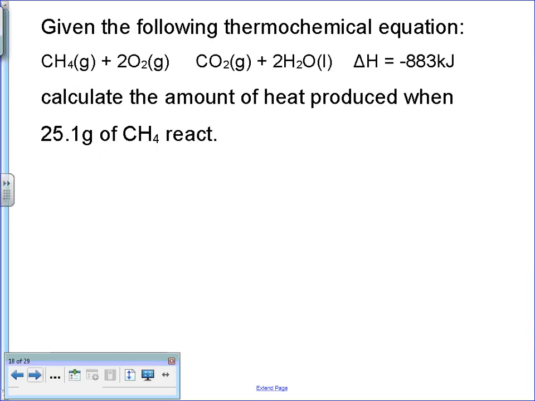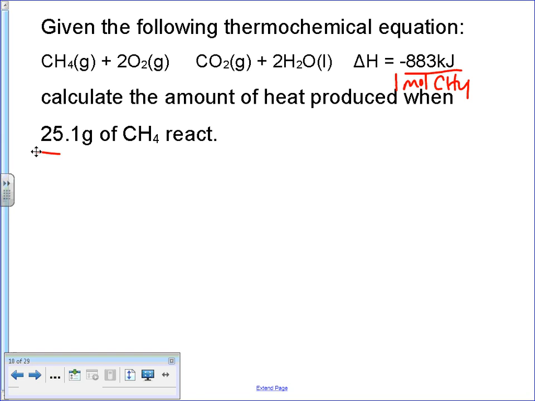So calculate the amount of heat produced when 25.1 grams of methane react. We already know the delta H, and what is this per again? So I'm going to say 1 mole of methane, because it actually relates to the BCE. It's stoichiometrically related to the BCE. So this amount of heat's related to 1 mole of methane, to 2 moles of oxygen, to 1 mole of carbon dioxide, and to 2 moles of water. So this could be used in any method, just according to the BCE coefficients.